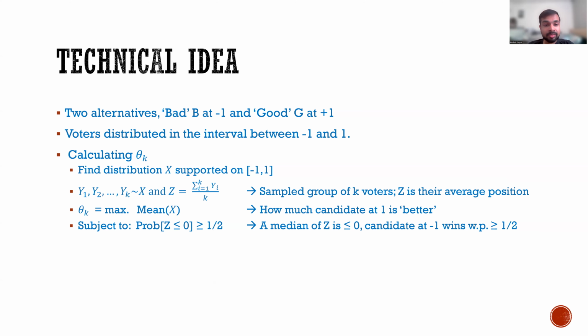And the adversary's task is to make the bad candidate win. So they want to set the probability of the sum of these k samples being less than 0 to be at least half. Remember, when we discussed the tournament graph, we said that A beats B if the number of voters who vote A over B is at least half. So that's why we have this cutoff of half. This translates into the technical condition that a median of Z is less than or equal to 0.